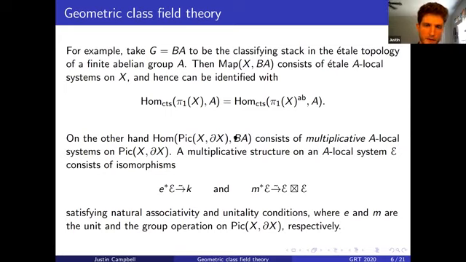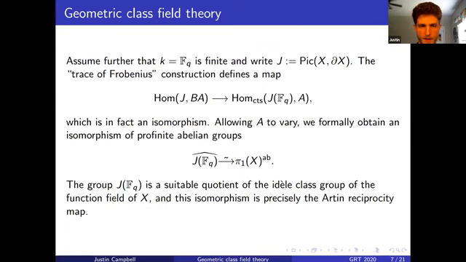Okay, so in this formulation, this identification of A local systems on X with multiplicative A local systems on the Jacobian, I think people usually attribute it to Deligne's formulation of geometric class field theory. And as is pretty well known, it implies the function theoretic or more classical Artin reciprocity isomorphism. So let me quickly explain that.